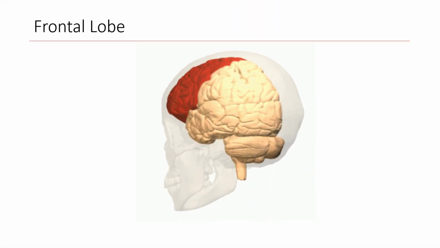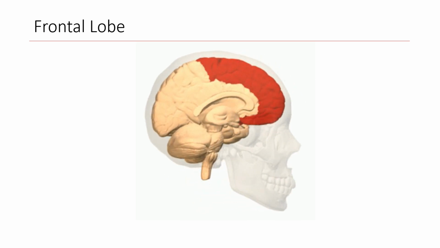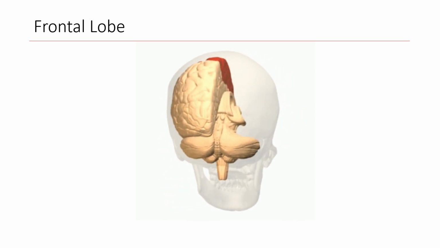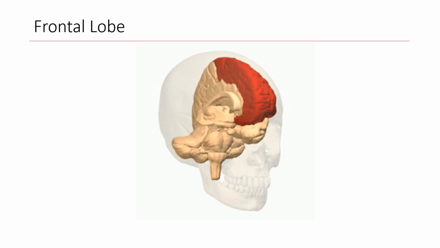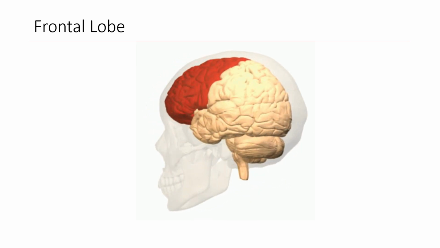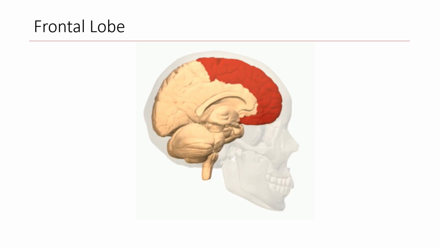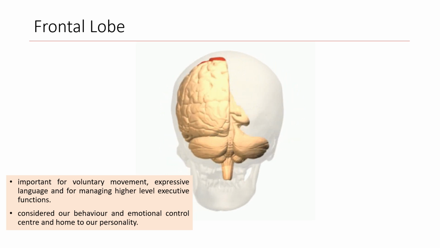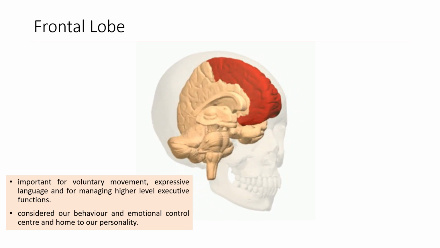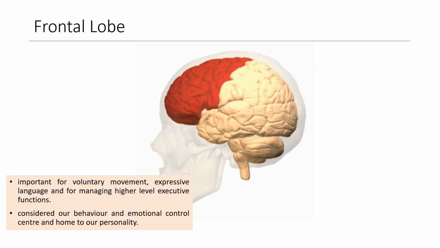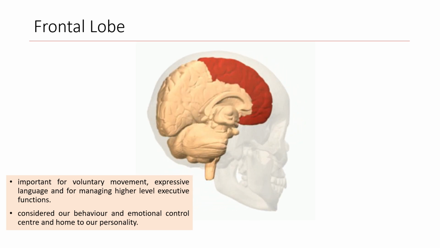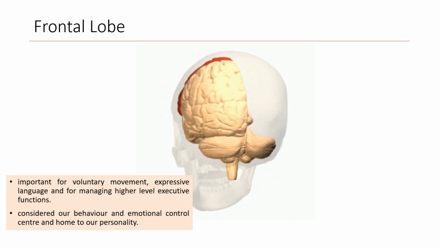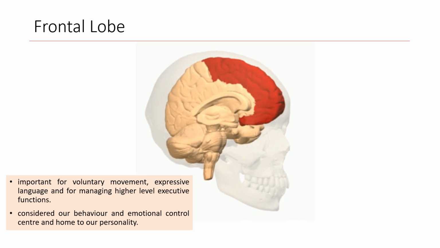Humans have big brains, and our frontal lobes, just behind the forehead, are particularly huge. The frontal lobes, the largest of the four, are in many ways the lobe which participates most in making us human. The frontal lobe is situated anterior to the central sulcus, and it is important for voluntary movement, expressive language, and for managing higher-level executive functions. So executive functions refer to a collection of cognitive skills including the capacity to plan, to organize, to initiate, self-monitor, and control one's responses in order to achieve a goal.